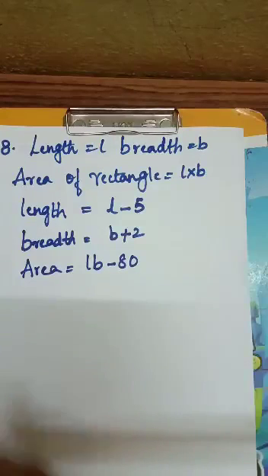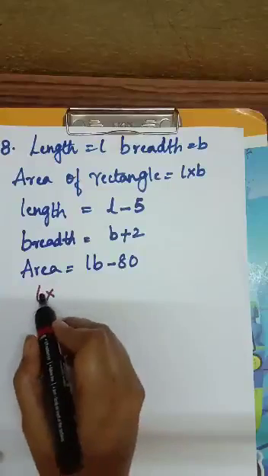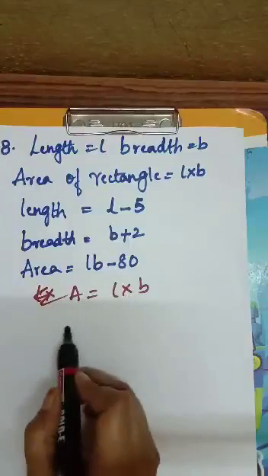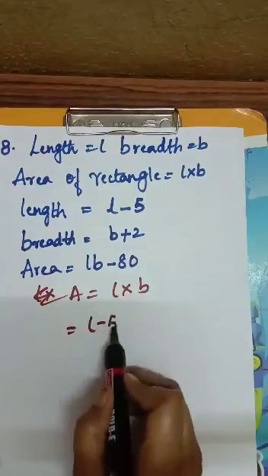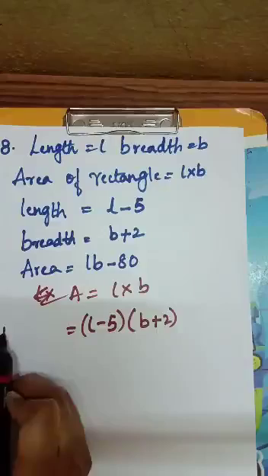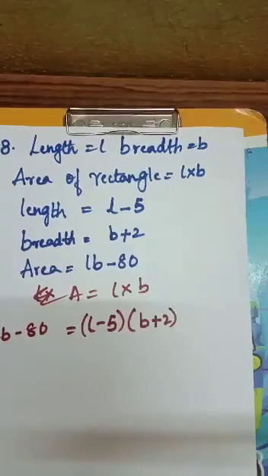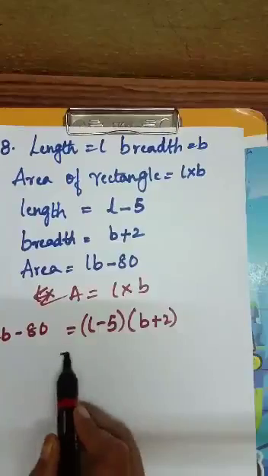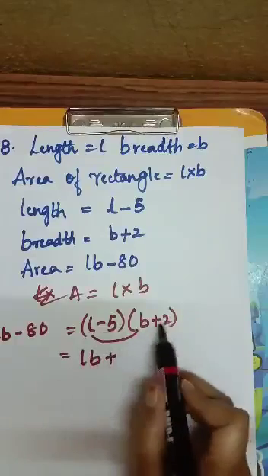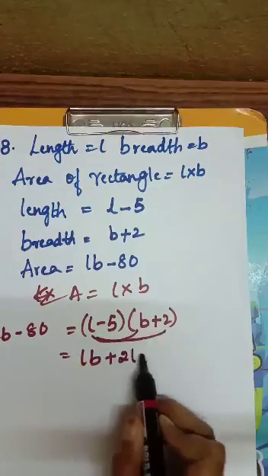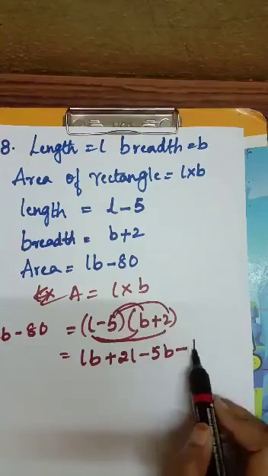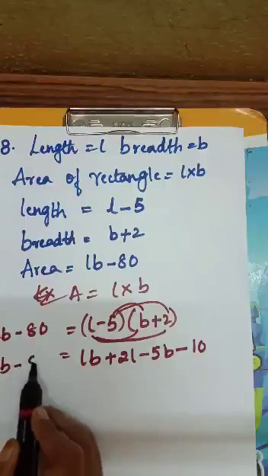Okay. Now see area formula. What is area formula? L into B. Area is equal to L into B. Let's see, what is L? L minus 5. What is breadth? B plus 2. What is the area? LB minus 80. Now multiply L into B, that is LB. L into 2 is 2L. B into 5, that is minus 5B. Minus 5 twos are 10, is equal to LB minus 80.